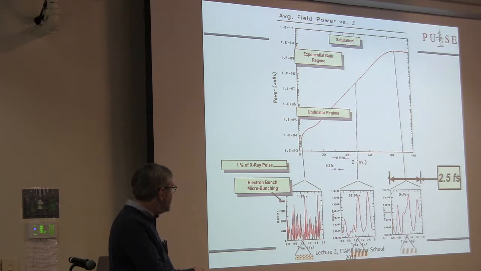So the SASE production of very short spikes that are on the order of a femtosecond long or so is a natural outcome of the microbunching phenomenon. So this is a born-to-be ultra-fast source.